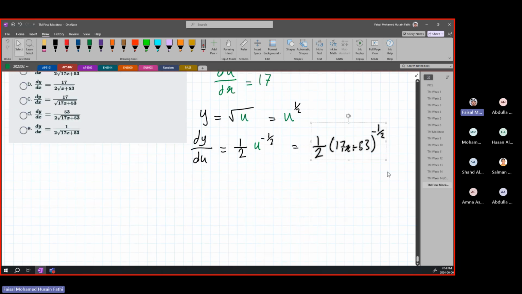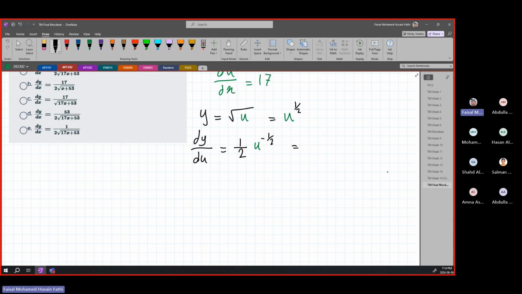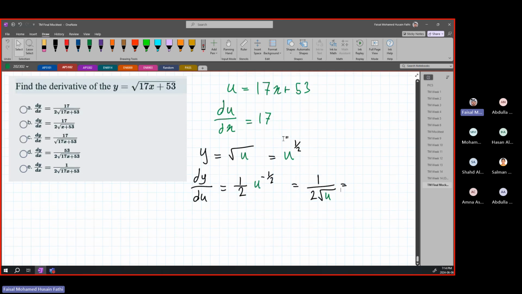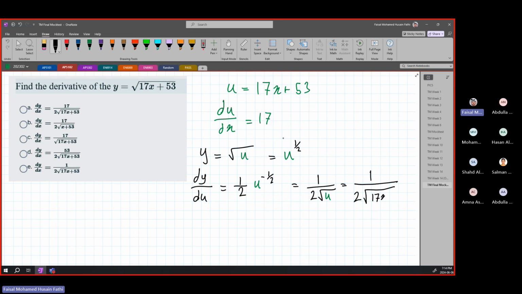Before even plugging this in, before I substitute the u, simplify it in terms of u first. So u to the minus half, this is the same as saying 1 over 2 u to the power of half, or square root of u. Okay? It's the same thing. So this is also equal to, after substitution, 1 over 2 square root of u, which is 17x plus 53. And this is your dy by du in terms of x.